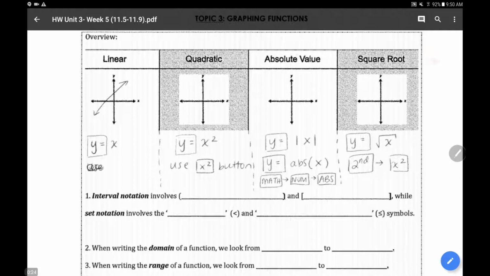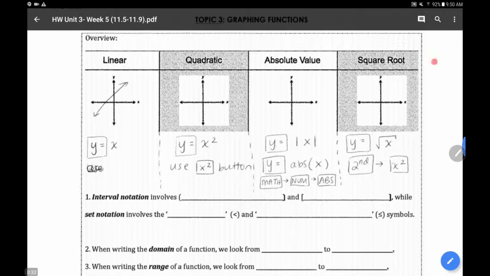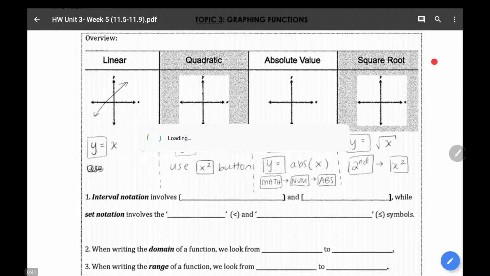Okay, so the first thing is we need to know the shapes of our four functions that we've talked about this year. Linear, quadratic, absolute value, and square root. So a quadratic looks like a U, and it might be helpful if I actually open the program so I can write on this. Give me a second.